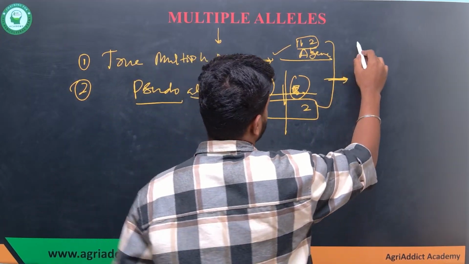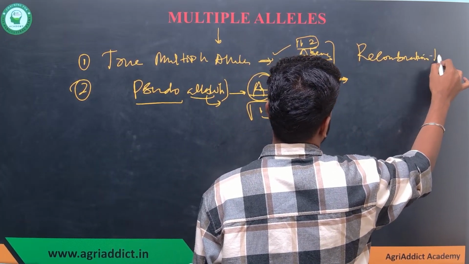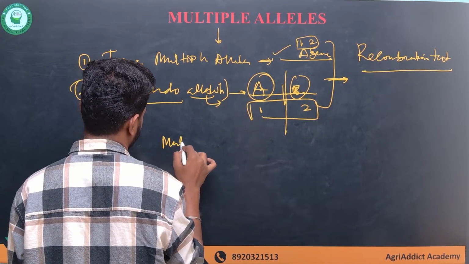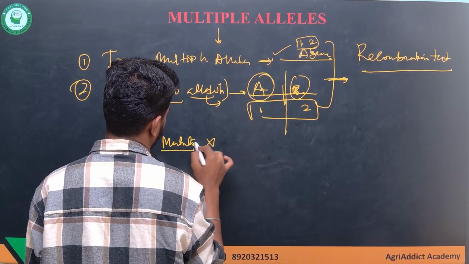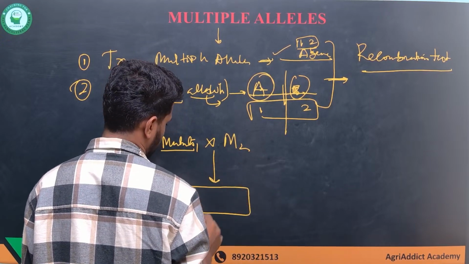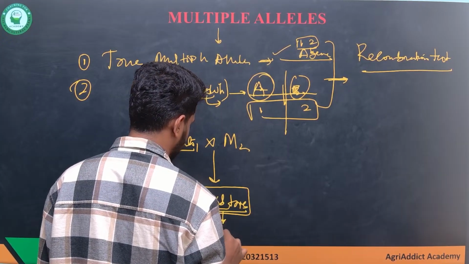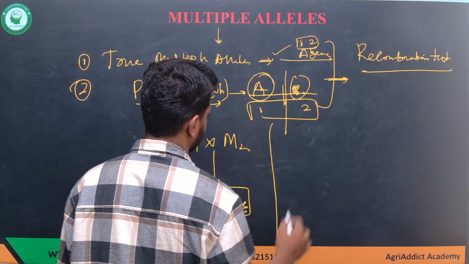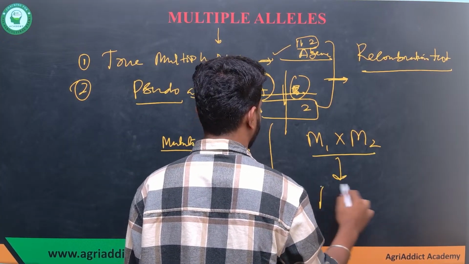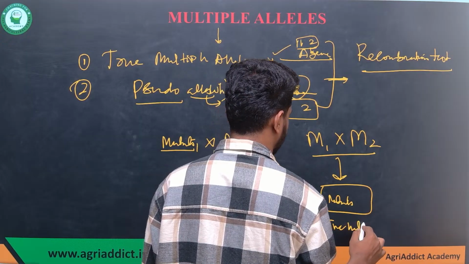For the very first time, the one test that was introduced is the recombination test. When mutants are crossed, like M1 and M2, if the progeny include wild type, then this is considered a pseudoallele. In the second case, when the two mutants are crossed, if this gives only mutants, then it is considered a true multiple allele.